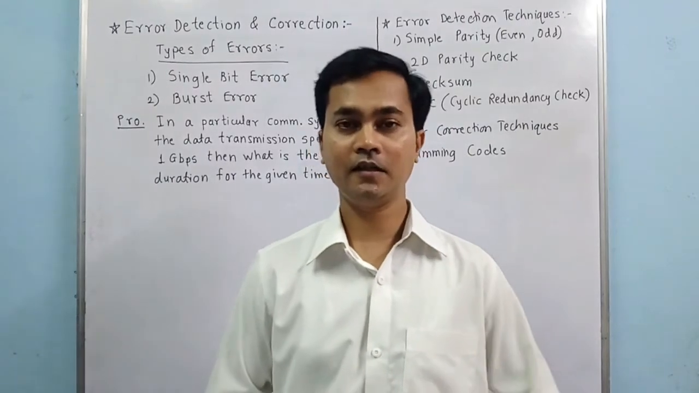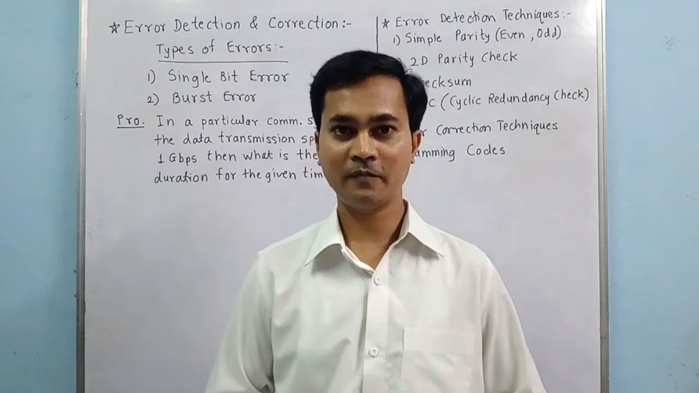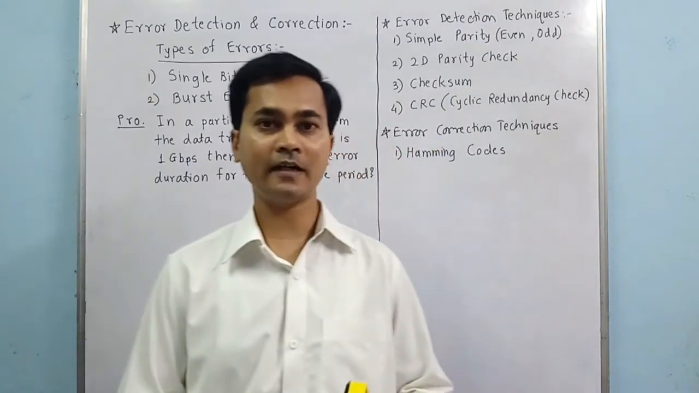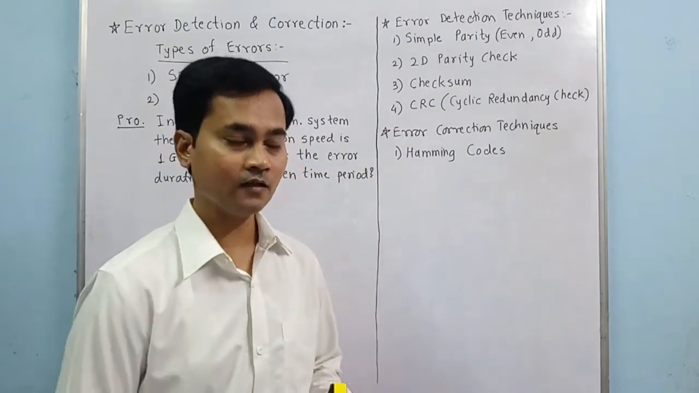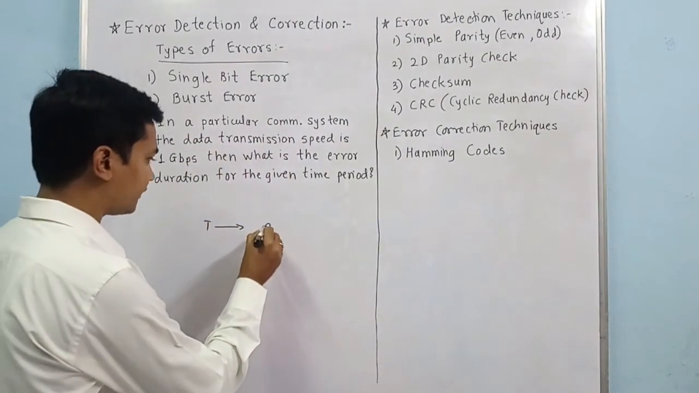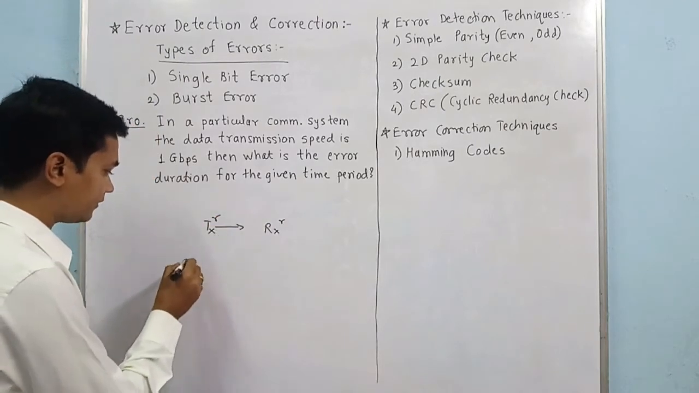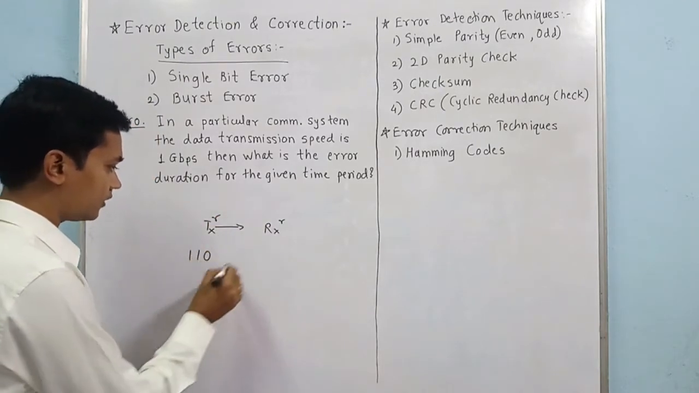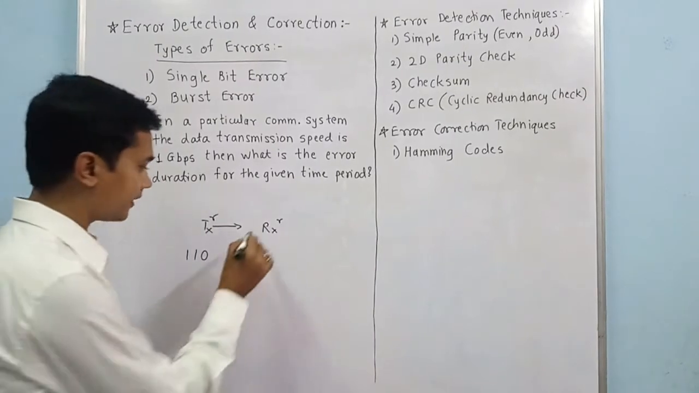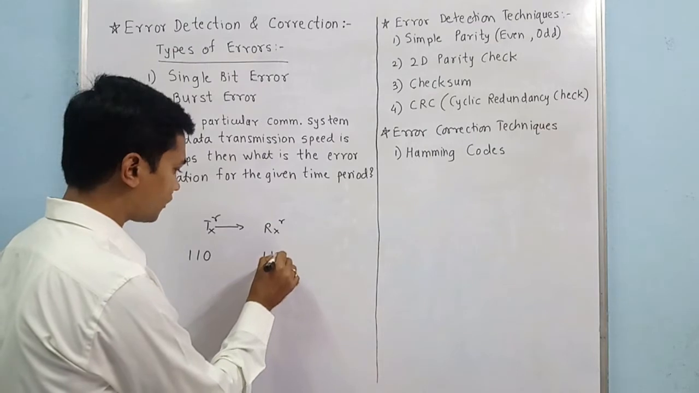Hello everyone. In this video we are going to see the error detection and correction techniques. So basically, first of all, we will see what is meant by error. Consider that a transmitter sends some data to a receiver. Consider that the transmitter has sent 110 to the receiver, and suppose the receiver is receiving the value 111.